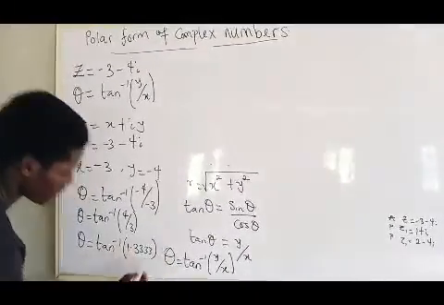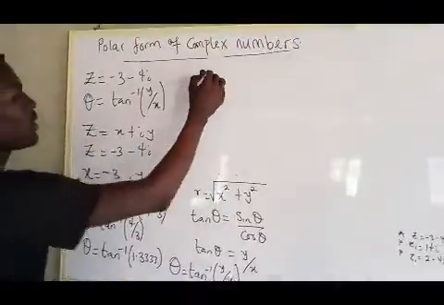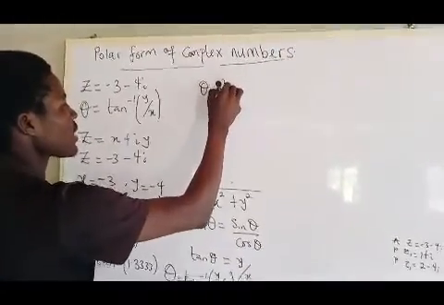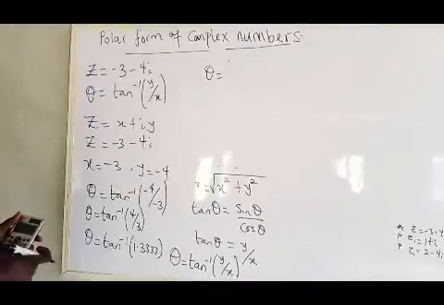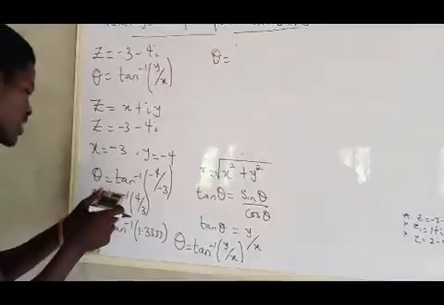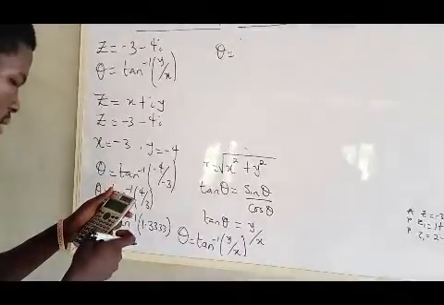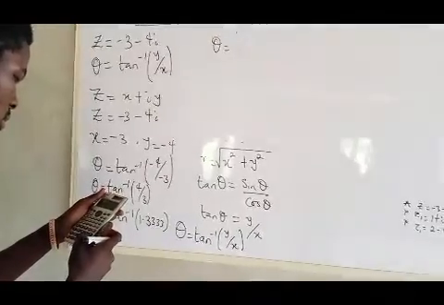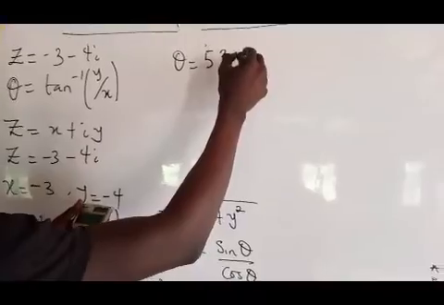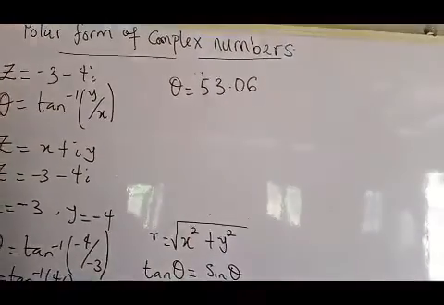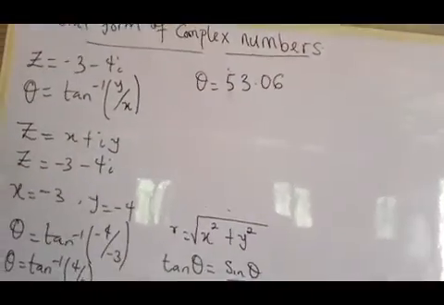1.333. Now, tan inverse of 1.33. So our theta will be tan inverse of 1.33, as you can see here. So how do you get tan inverse? Shift and tan of 1.33. So that is 53.06. Now, this is our theta.